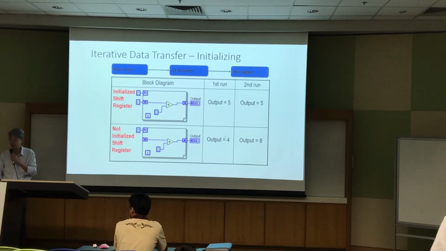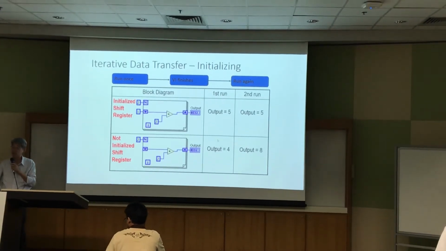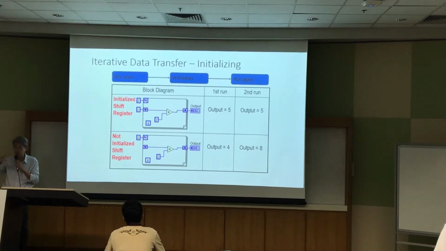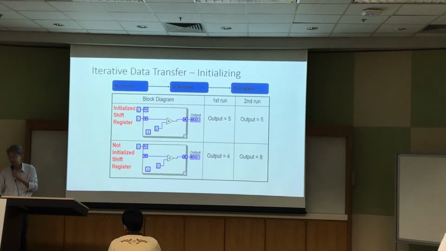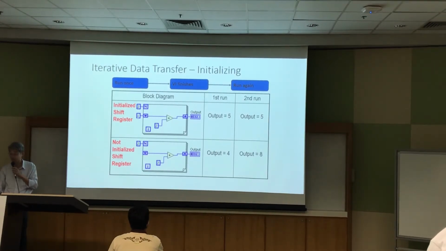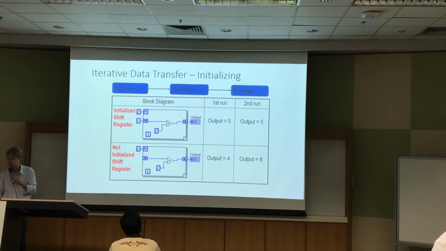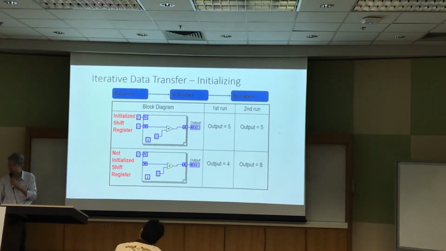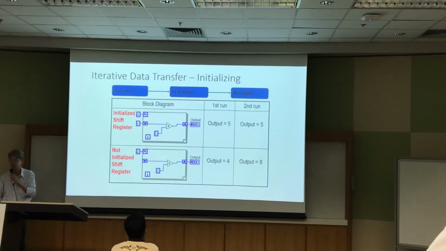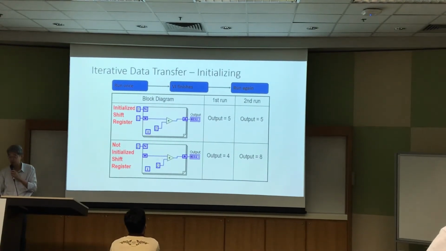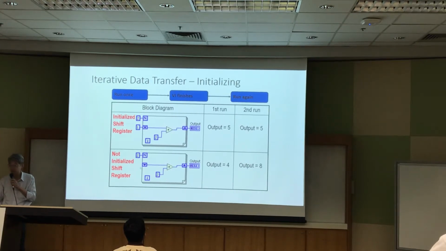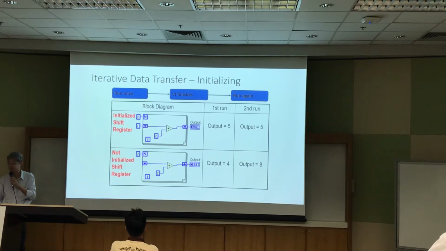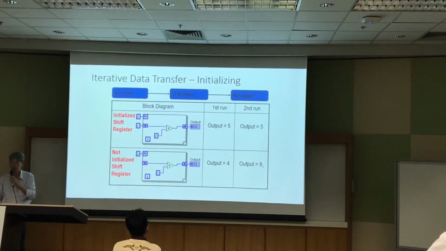So you can see very clearly, the first run means the first running of the code. Second run means the second time you run the same code. Okay? You notice that the one with the shift register initialized with 1 consistently produces the same result, 5 and 5. You can imagine the third run also produces the same result, 5 at the output. Whereas with the shift register that is not initialized, you notice that as it runs the same code again, it produces different results.